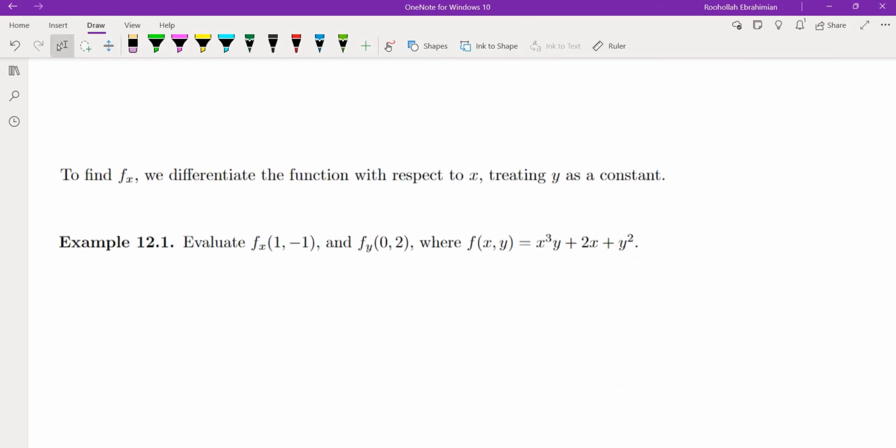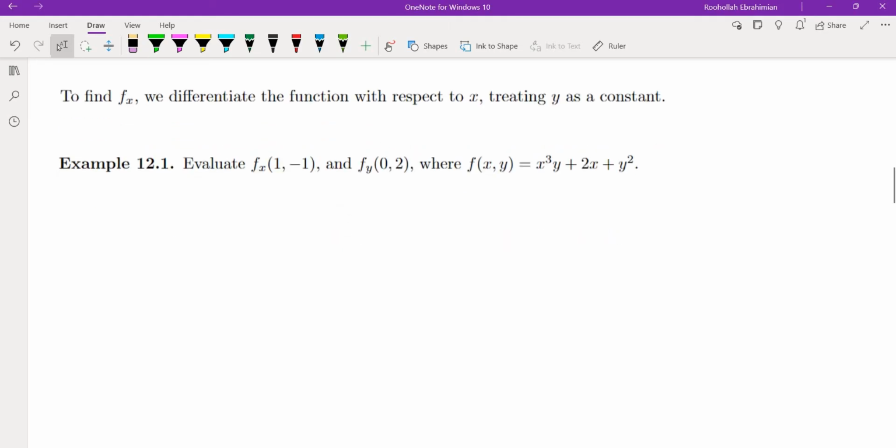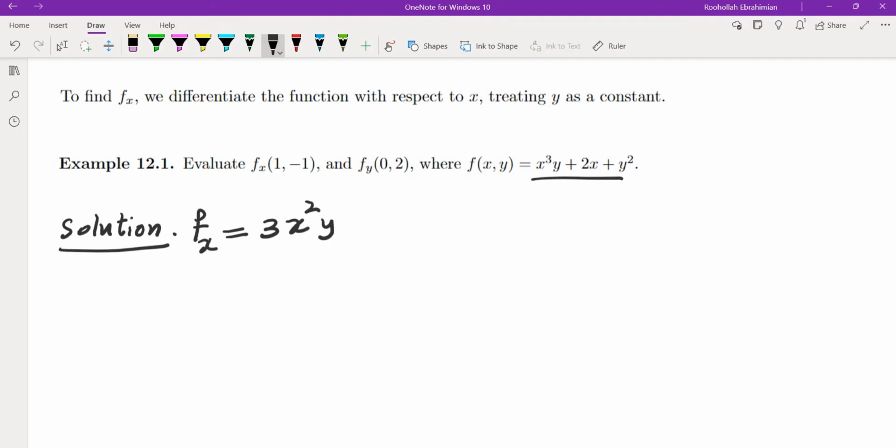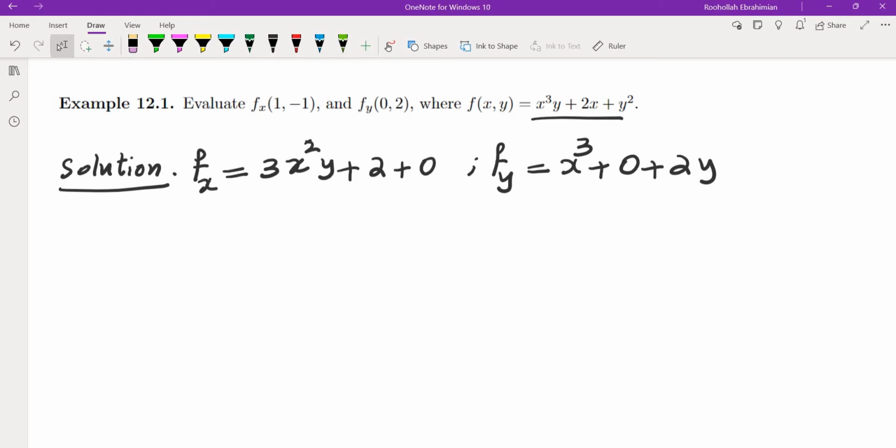Okay, so now that we understood what partial derivatives are, we're going to look at some examples. So here is the first example. Evaluate f sub x at 1 comma negative 1 and 0 comma 2, f sub y at 0 comma 2. So let's look at f sub x. In order to differentiate this one with respect to x, we'll have to fix y. So this would be 3x squared y plus 2 plus 0. And f sub y, we are going to consider x constant. So that would be x cubed plus 0 plus 2y. So this would be the partial with respect to y.